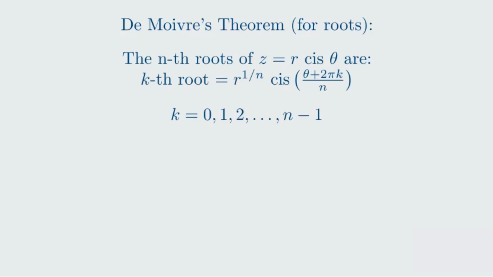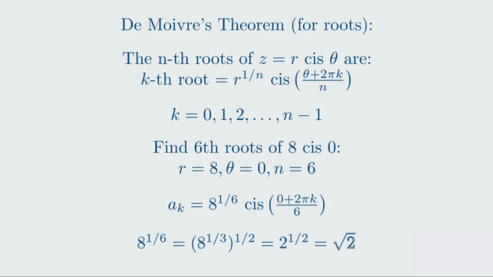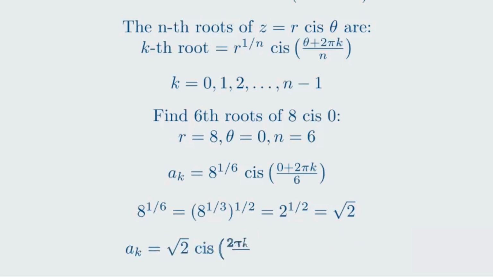Let's apply this to our problem. We are looking for the sixth roots of 8 cis 0. In our case, r is 8, theta is 0, and n is 6. Plugging these values into the formula gives us this expression for the kth root. Let's simplify this. The sixth root of 8 is the same as the cube root of the square root of 8, or the square root of the cube root of 8. Since the cube root of 8 is 2, the sixth root of 8 is the square root of 2. So, our general formula for the roots becomes square root of 2 cis of k pi over 3. Now we can find each of our 6 roots by plugging in the values of k from 0 to 5.